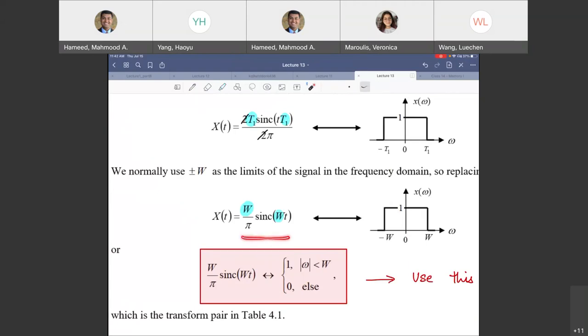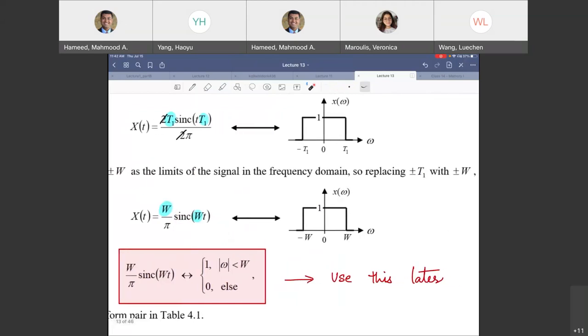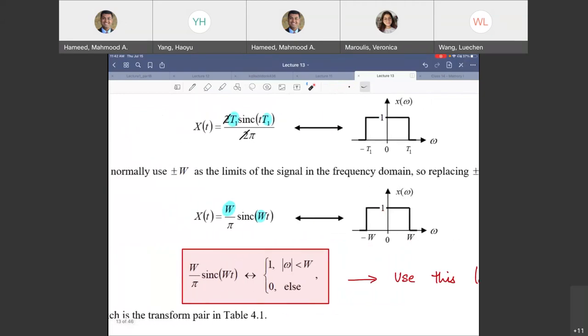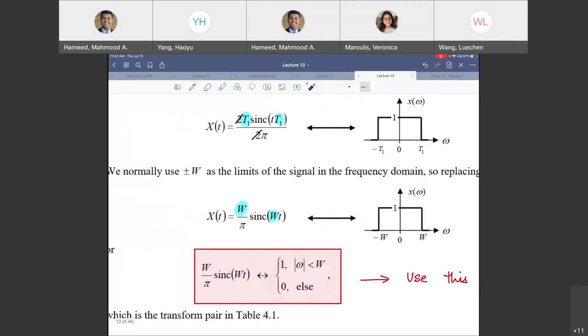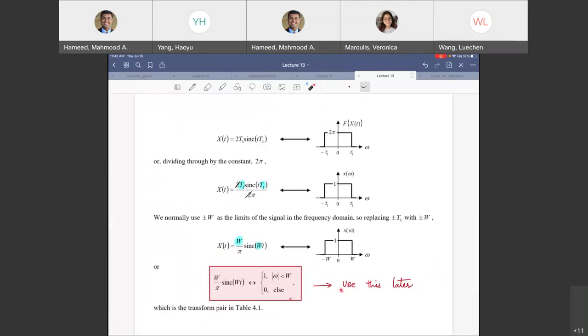So this is a function in time domain that has a sinc envelope, but the amplitude of that sinc is w by pi. The Fourier transform of this will be negative w to w with a height of 1, a rectangle, which you can express in the bracket notation this way, between negative 1 and 1. Sinc in time, rectangle in frequency. We are going to use this later on as well. This is the transform pair 4.1 in the table. Questions about this?